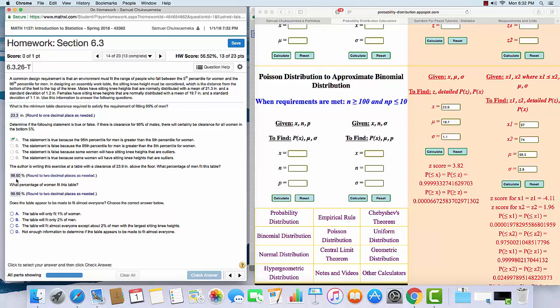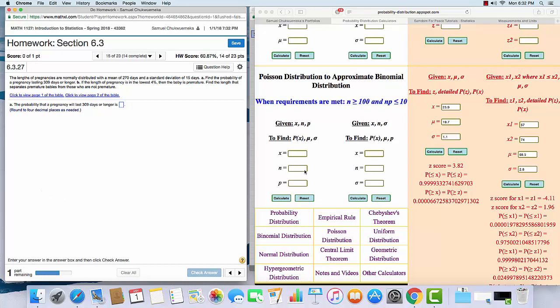The men would be about 2%, because this is 98.50%. So about 1.5% would not be comfortable with the table because they have a large sitting knee height. So it's about 1.5%, but they said about 2%. That's fine. It will fit almost everyone except about 2% of men with the largest sitting knee heights. Yes.